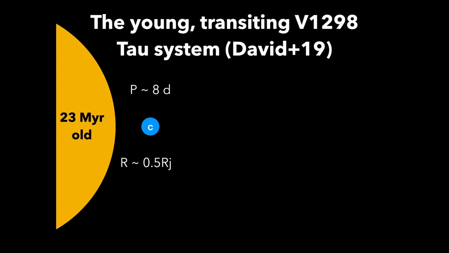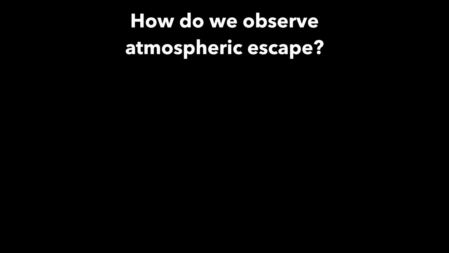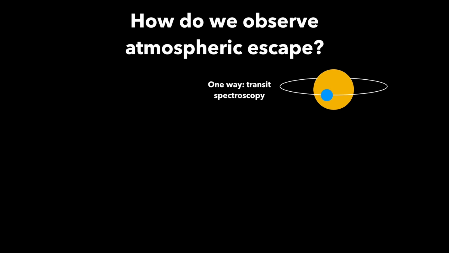There are 3 known planets in the system: planet C, with orbital period 8 days and a size about half that of Jupiter; planet D, with orbital period 12 days and a little bit larger than planet C; and then planet B, with orbital period 24 days and a size about that of Jupiter. So now that we've selected a target, we can ask, how do we observe atmospheric escape in action? One way to do this is with a technique called transit spectroscopy. So in the transit method, we're watching planets as they pass in front of their host stars and block out a little bit of the star's light. And larger planets block out proportionally more light from the host star.